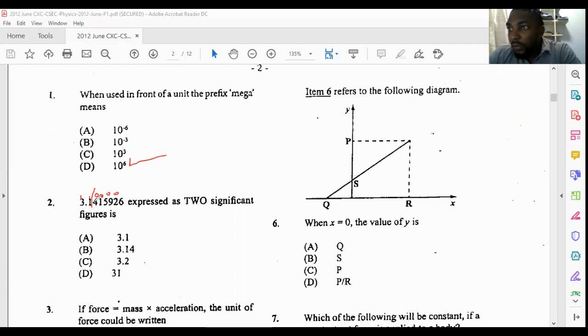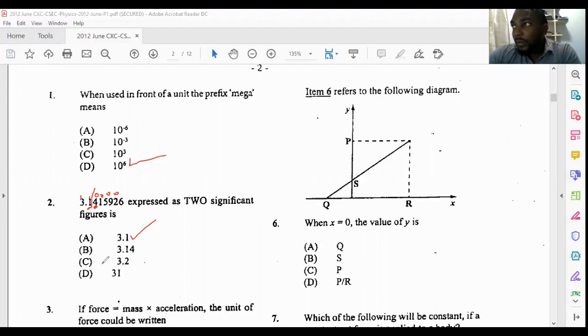Good. But first, what we need to do is see if the next digit is 5 or greater. If it is 5 or greater, we're going to round up that digit. If it is not 5 or greater, we're going to keep this digit as is. So what we see here, the most appropriate answer is 3.1. That's two significant figures. Okay.